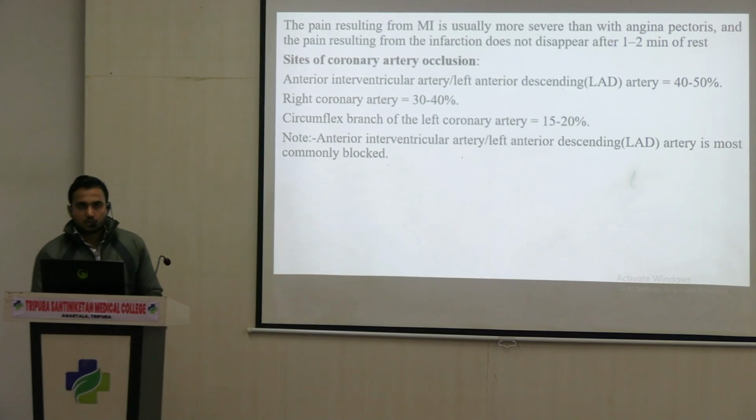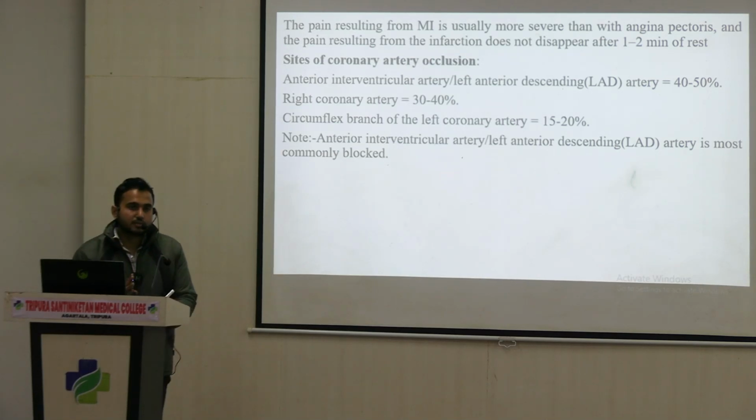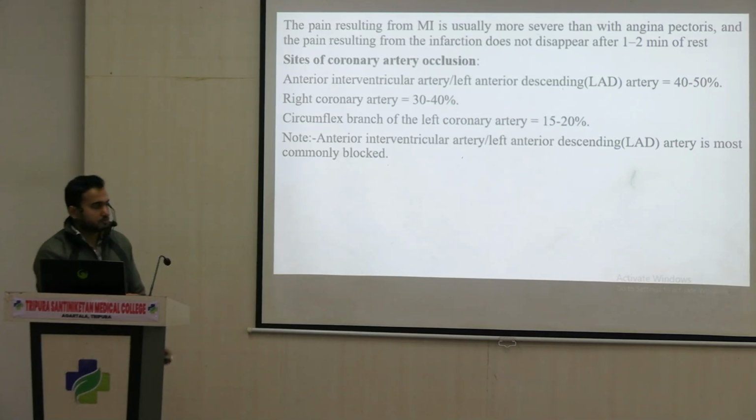So if the anterior interventricular branch is affected, what will happen? As I mentioned in the beginning, it is the continuation of the left coronary artery, and most of the blood is supplied to the myocardium of the left ventricle by the left coronary artery only. So if the left anterior descending is affected, it is more harmful.